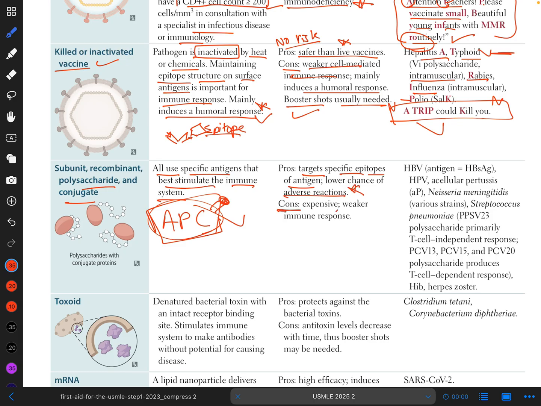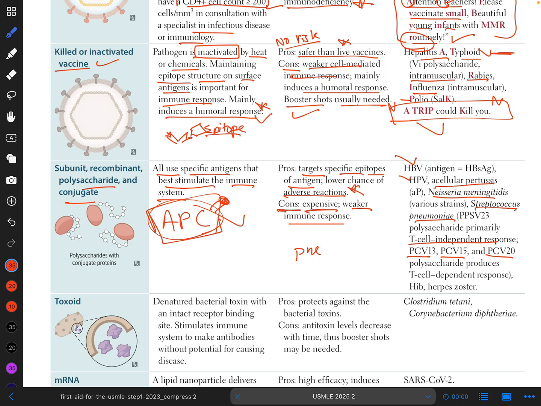And what are the contraindications? They are expensive and have a weaker immune response. Basically we use them for the hepatitis B virus, human papillomavirus, acellular pertussis, Neisseria meningitidis, and Streptococcus pneumoniae. Also, they have T cell independent responses. If you guys remember, they have T cell independent responses, and they include PCV, PCV15, and PCV20. PCV is the pneumococcal conjugate vaccine.